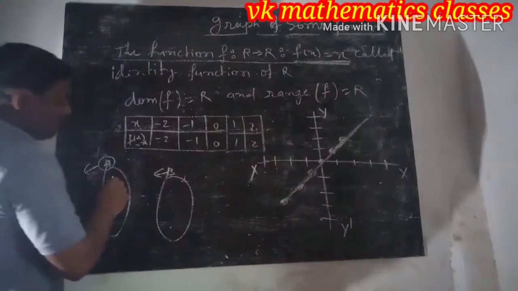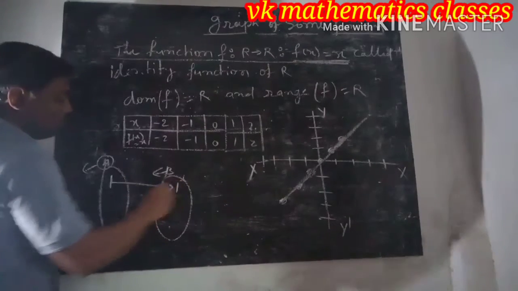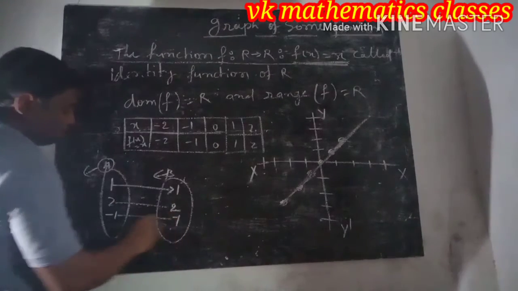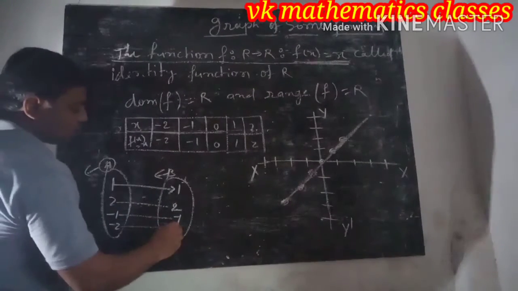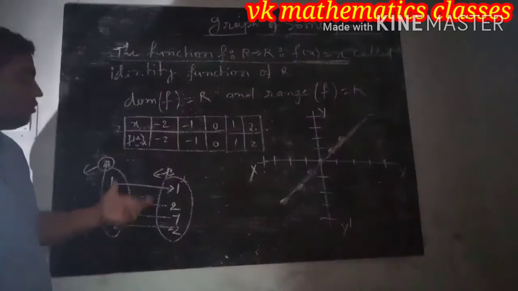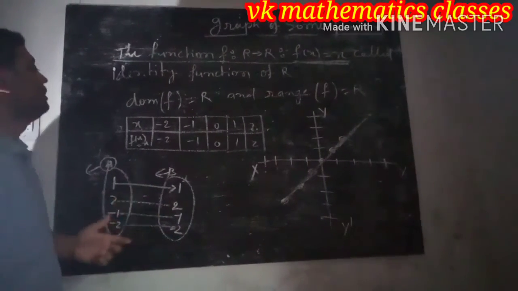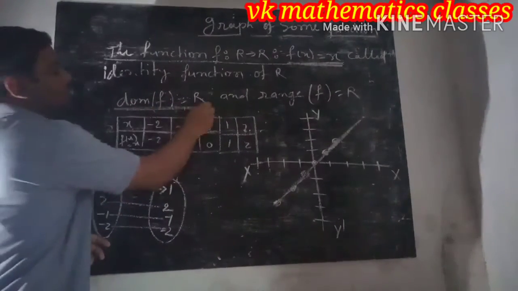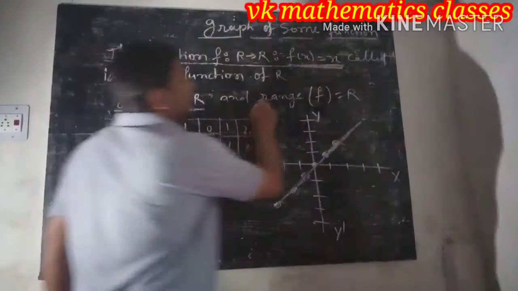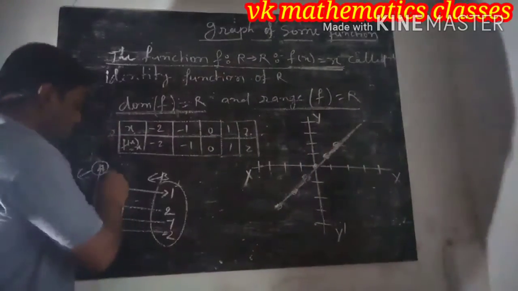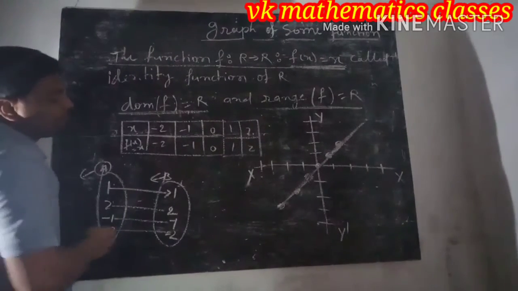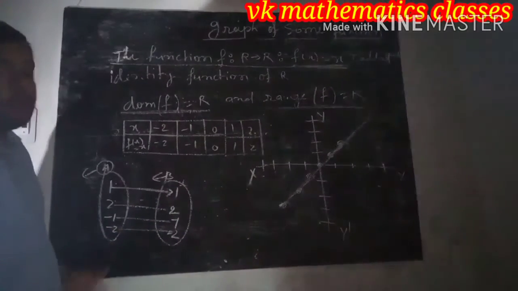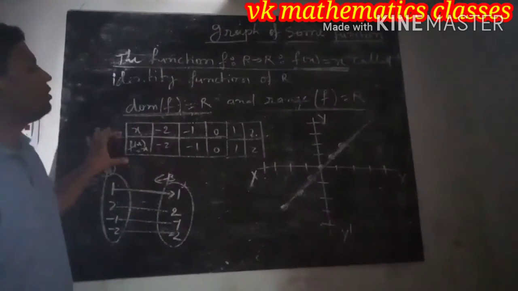So the mapping is 1 to 1, 2 to 2, minus 1 to minus 1, minus 2 to minus 2. This function is known as the identity function. In this function, the domain of f is equal to R and the range of f is also R. Here the domain is positive, negative, any real number, and the mapping is also positive, negative, any real number.